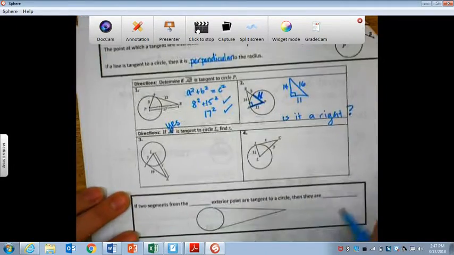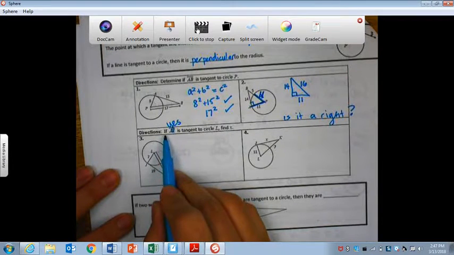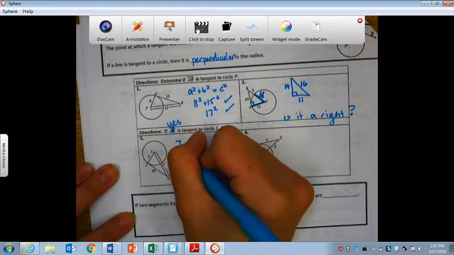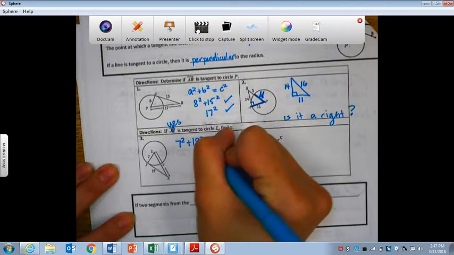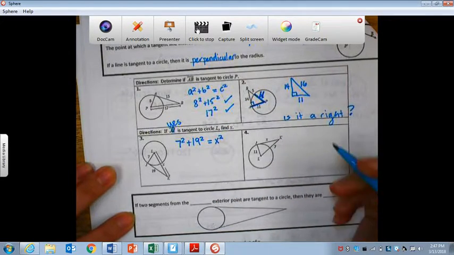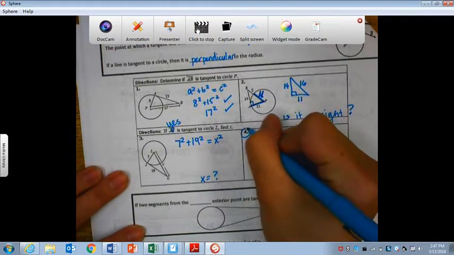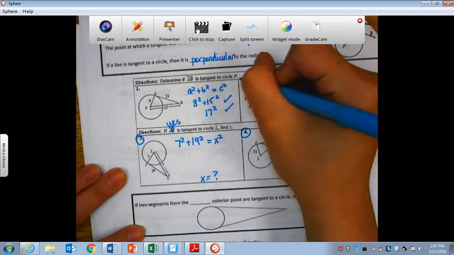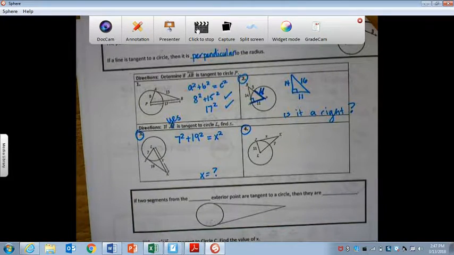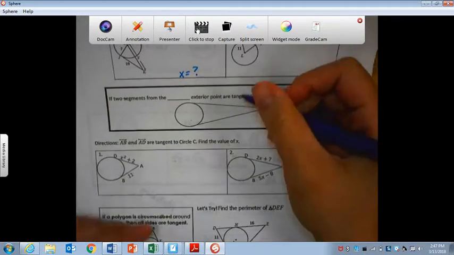Okay. And now, simply here, this is a little bit different. Now you're solving for x. Okay, so I want you to try 7 squared plus 19 squared equals x squared. Okay? X equals, and go ahead and try number 4 on your own. So, try those problems. The final one I call the ice cream cone rule.